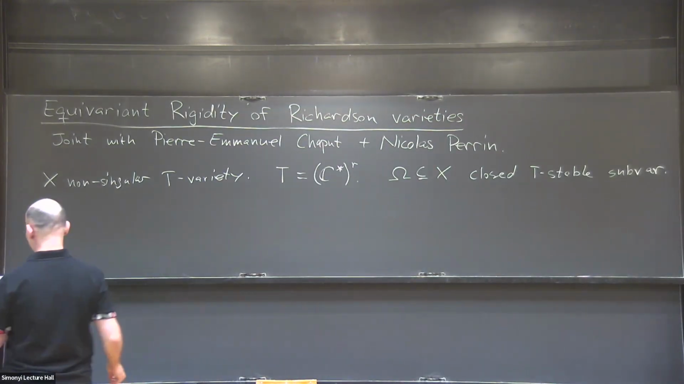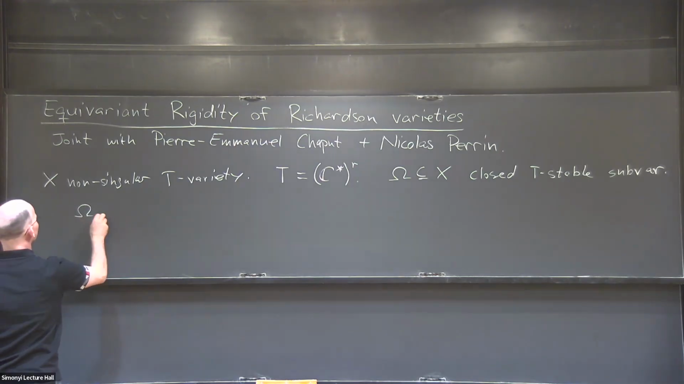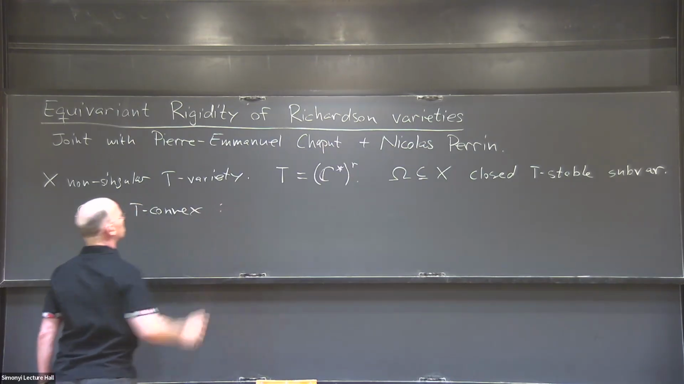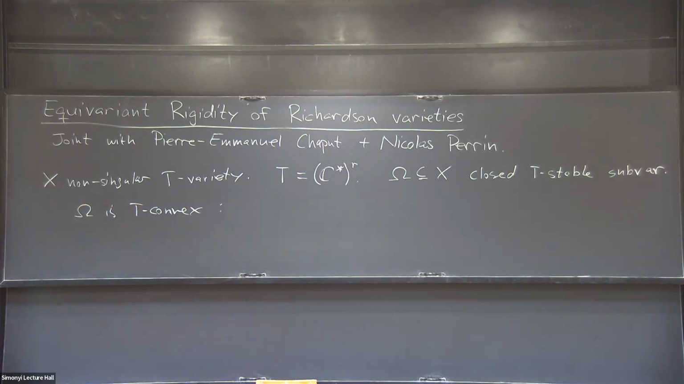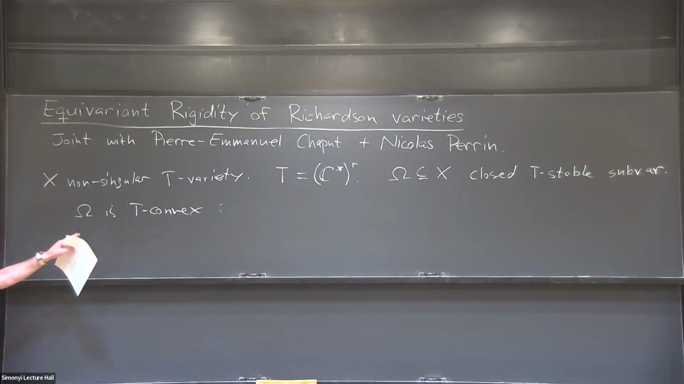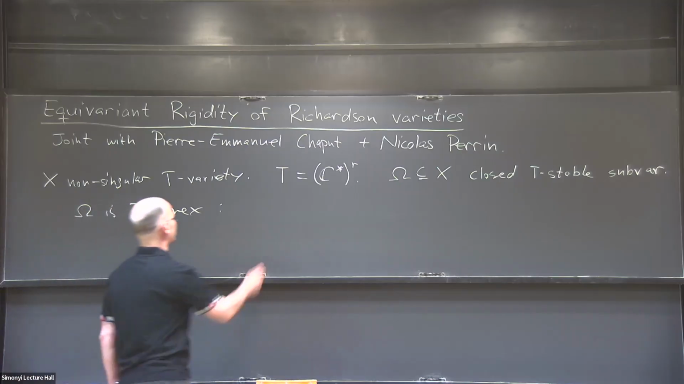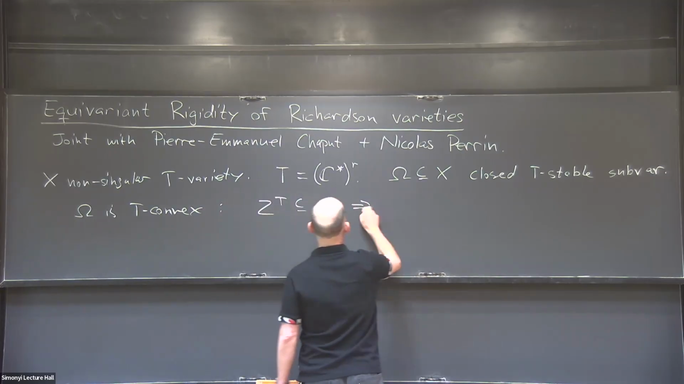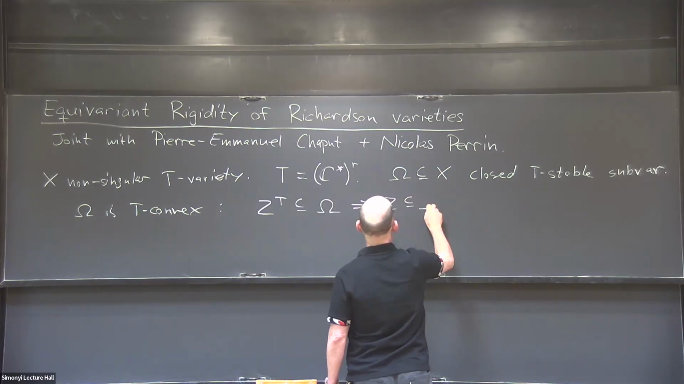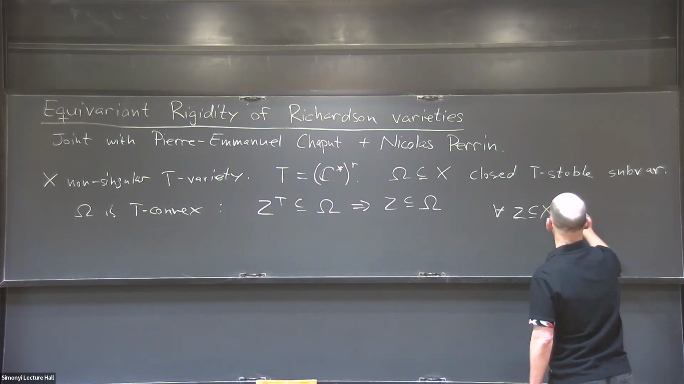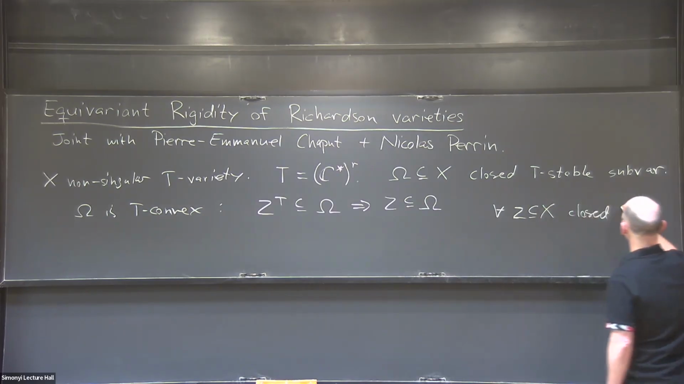I will define some properties. To say that Omega is T-convex means that if you have any other closed T-stable subvariety Z such that the fixed points of Z are contained in Omega, then the whole variety Z is contained in Omega. This is for all closed T-stable Z inside X.